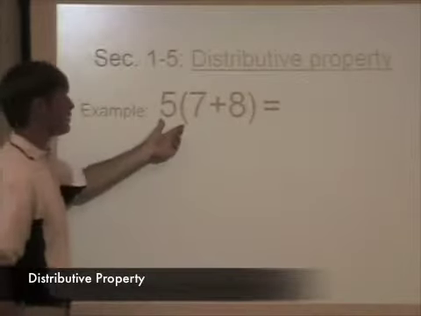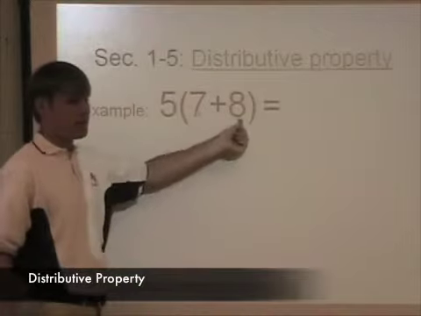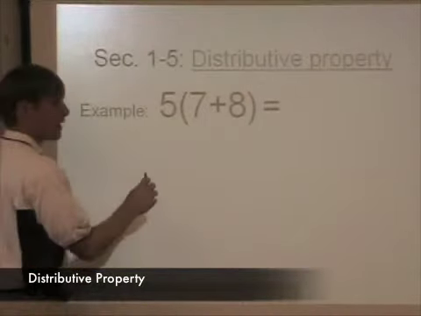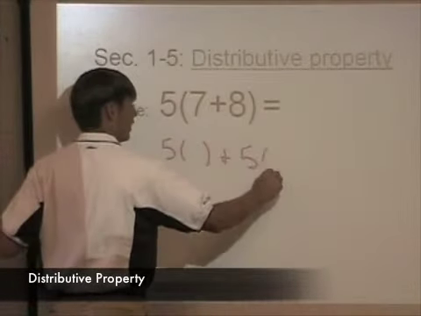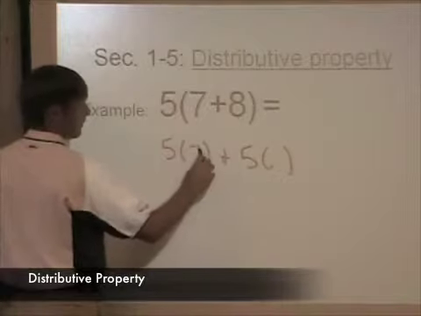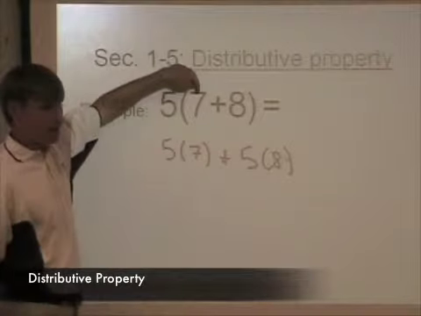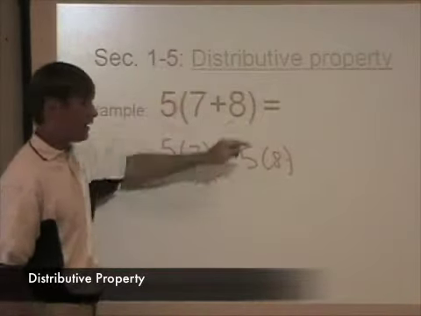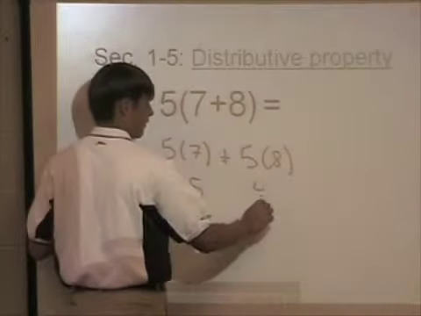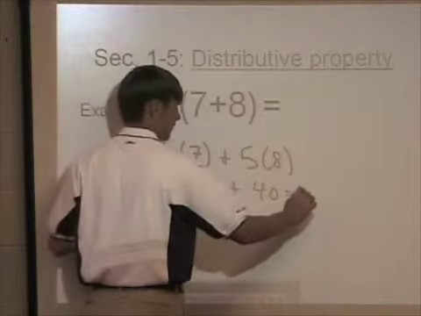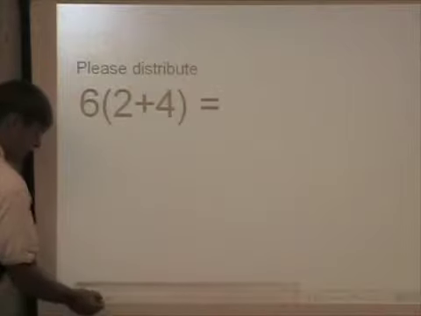Now, this number 5 is being multiplied by 7 and 8. Okay? 5 times 7 plus 8. So we're going to rewrite it as 5 times what? 7. Plus 5 times what? 8. Okay, so 5 times 7 and 5 times 8. 5 times 7 is? 35. 5 times 8 is? 40. And when I add them up, what do I get? 75. Okay.